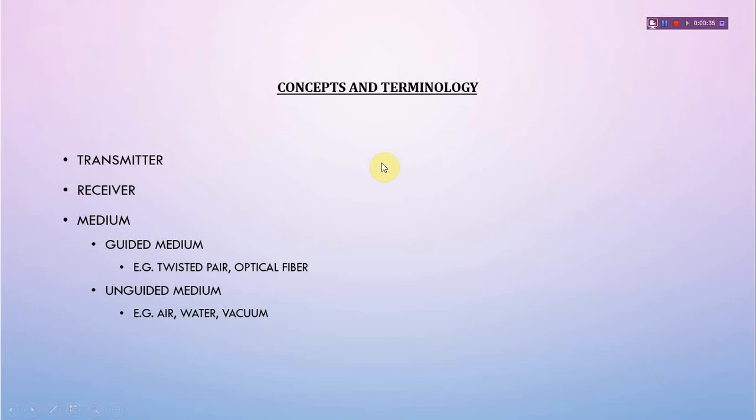As we know, the components of data transmission are transmitter, receiver and medium. Transmitter means the device which sends the data. Receiver means the device which accepts the data. And medium means the path in which the data travels. The medium may be guided medium, meaning the physical medium like twisted pair, optical fiber and coaxial cable, and unguided medium, like air, water and vacuum. So these are some components of data transmission.